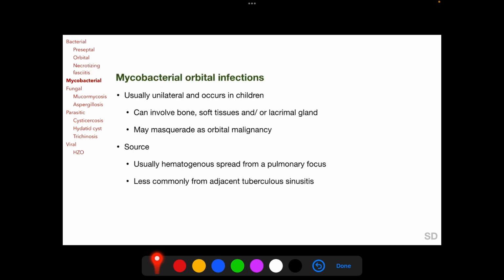Mycobacterial orbital infections are usually unilateral and occur in children, and they can present with involvement of bone, soft tissues, and/or the lacrimal gland. Being indolent, it can masquerade as orbital malignancy. So mycobacterial orbital infection comes in the differential diagnosis of orbital malignancy, and orbital involvement with mycobacteria is usually due to hematogenous spread from a pulmonary focus and is less commonly from adjacent tuberculous sinusitis.